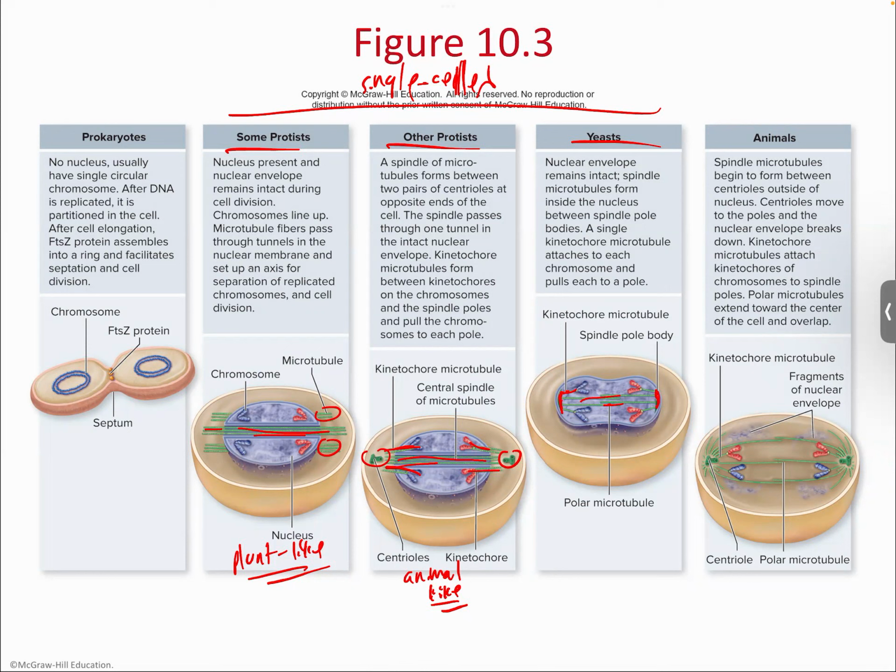Now let's take a look at us. Look at what we do. We take our nuclear envelope right on down, right? We just dissolve it altogether. We build our spindle pole and we pull our chromosomes to either end. We don't care. How can we get away with that? Protists can't. Well, we're not single celled, right?